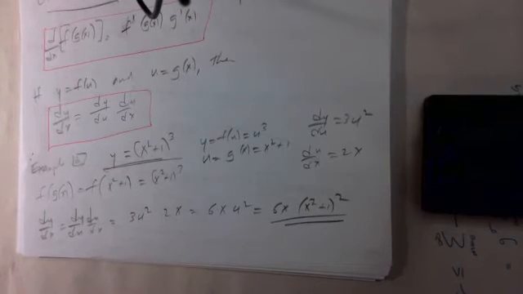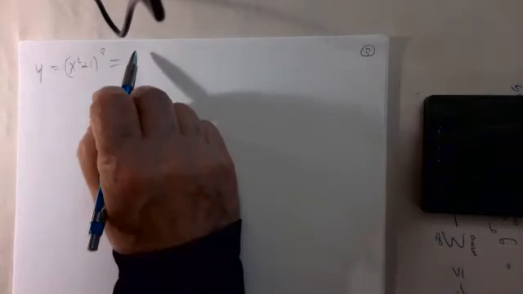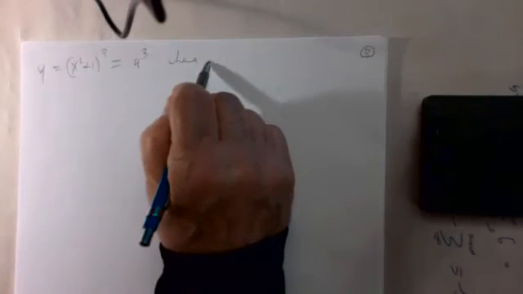Other questions about this? All right, let me explain it again. I'll do it on a fresh piece of paper. So we have the function y equals (x squared plus 1) cubed, which we can think of as u cubed, where u is x squared plus 1.